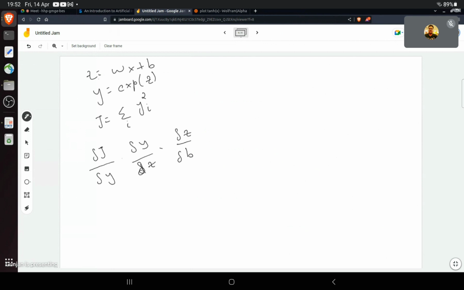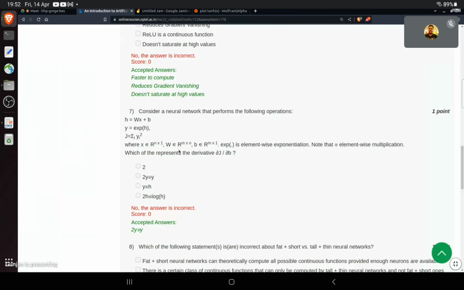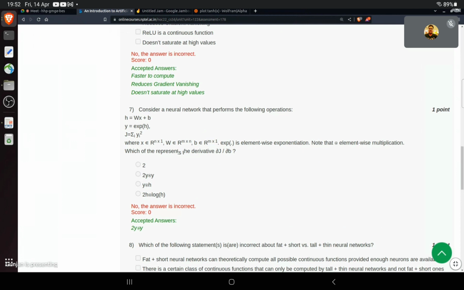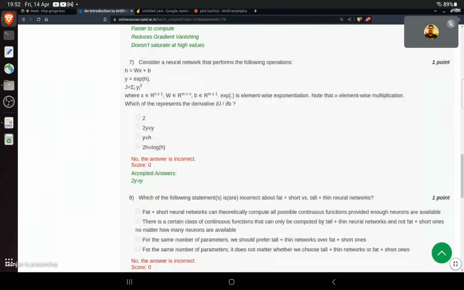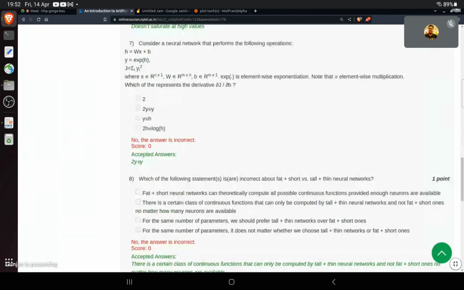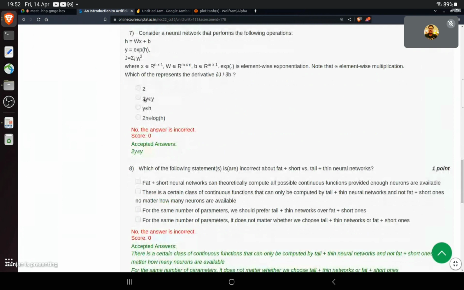Del J by del y is 2y. Del y by del z is y because it is exp of z, and del z by del b is 1. So you'll get 2 into y, and that's what this is saying. So this one, B option.